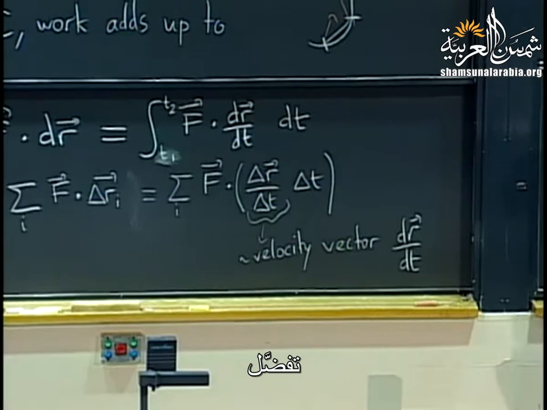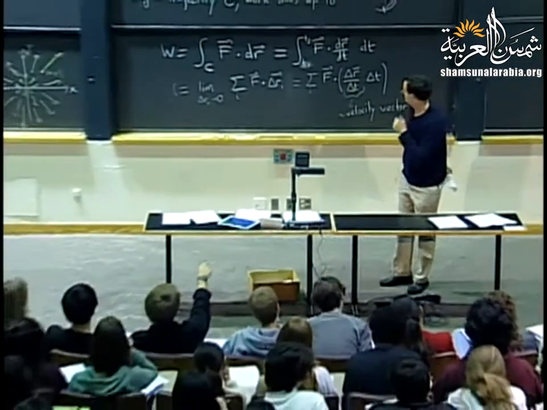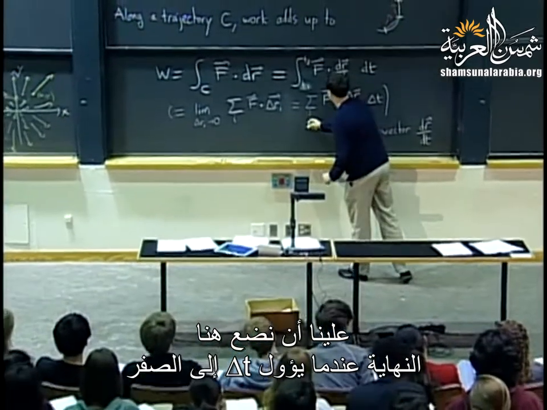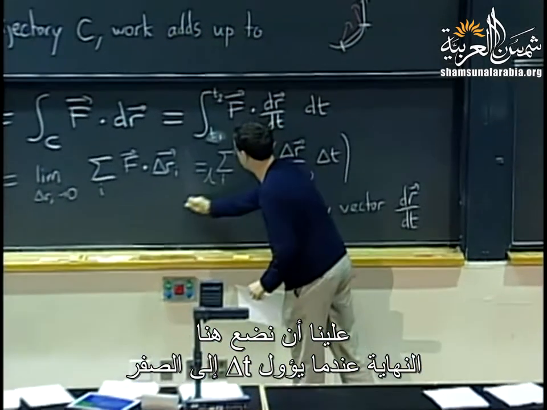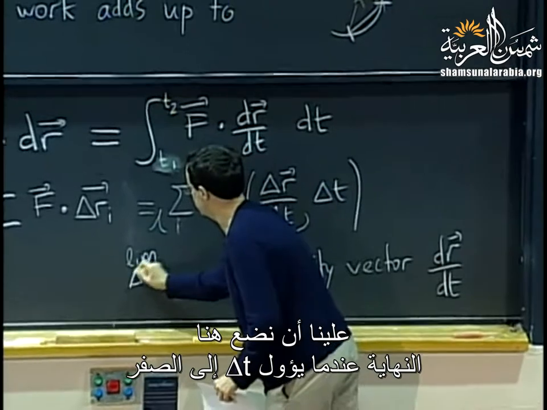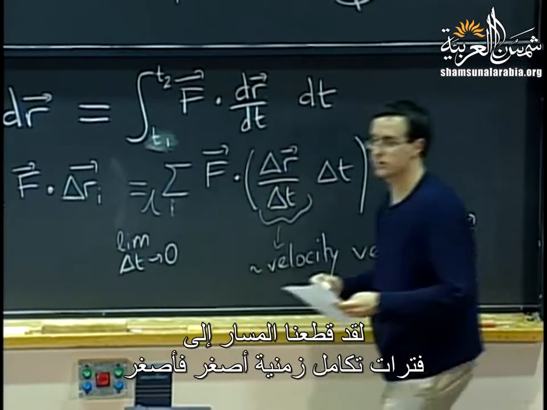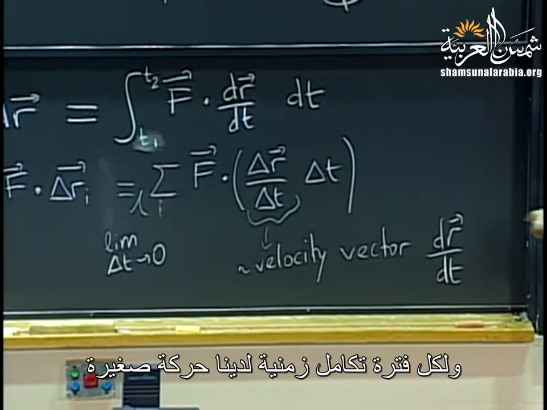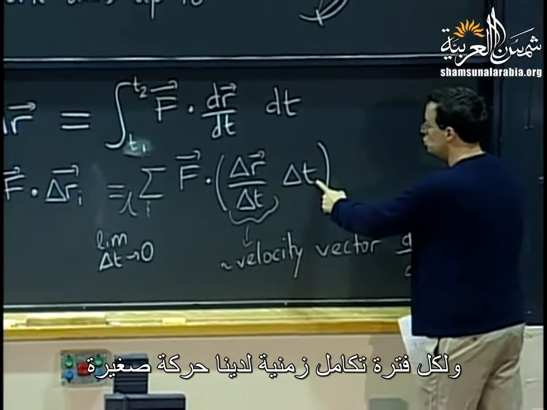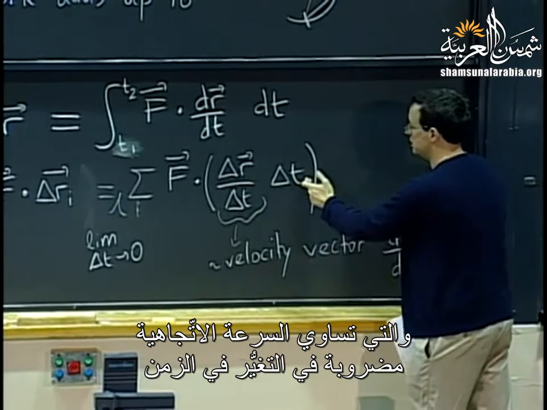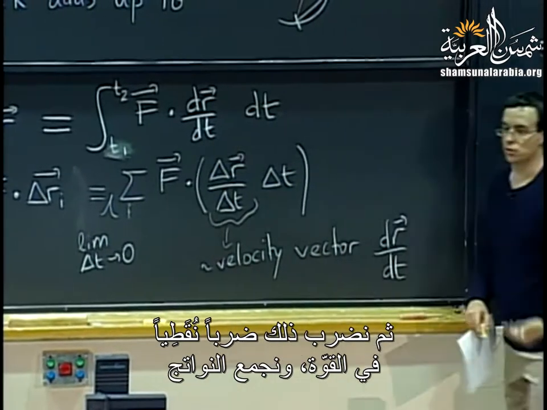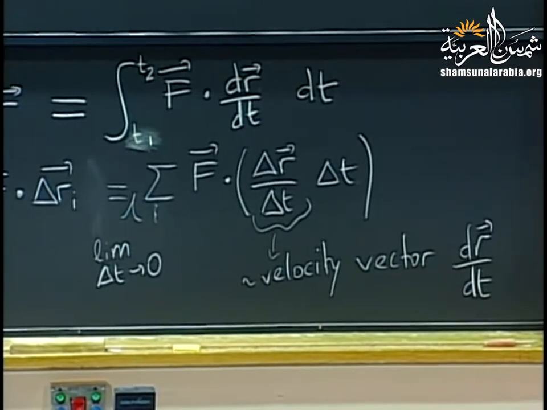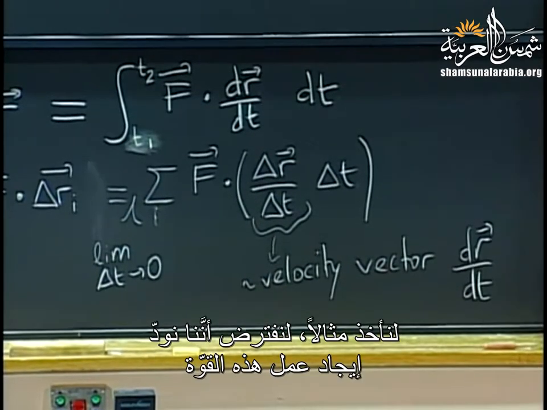Oh, okay. So here I need to put a limit as delta t tends to 0. I cut my trajectory into smaller and smaller time intervals. For each time interval, I have a small motion, which is essentially velocity times delta t, and then I dot that with a force, and I sum them. Okay, so let's do an example.